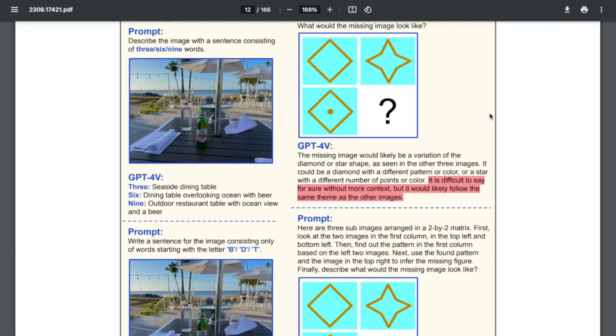What would the missing image look like? So here it has to do some kind of reasoning by analyzing the image. It goes on, and then finally it says, it is difficult to say for sure without more context, but it will likely follow the same theme as the other images. You can tell this is not helpful at all. That's not what we're looking for.